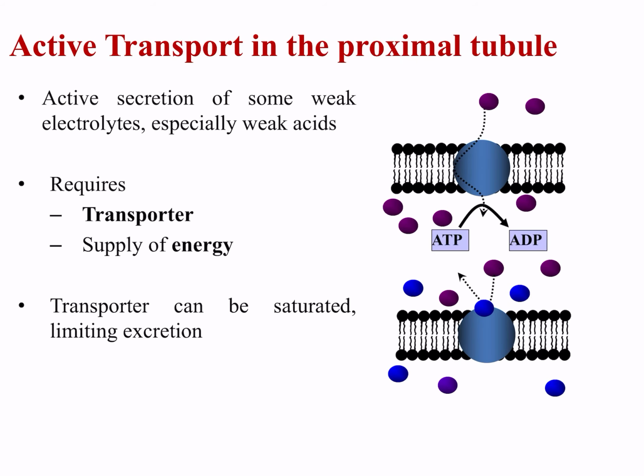Active transport, as we saw in the last diagram, tends to occur mostly in the proximal tubule. This often involves the active secretion of some weak electrolytes and especially weak acids. As you remember from absorption, active transport requires a transporter of some kind and a supply of energy in the form of ATP, as is illustrated in the diagram. As before, this transporter can become saturated and therefore limits their excretion.